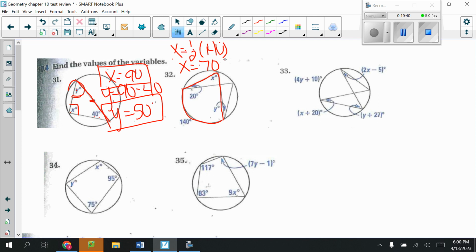Now y in here, this is angle y that I'm looking at right here. Y intercepts this arc up here. If this angle right here was 20, double that right here gets me that arc. So 20 doubled is 40. So angle y is half of 40. So y is 20 degrees.